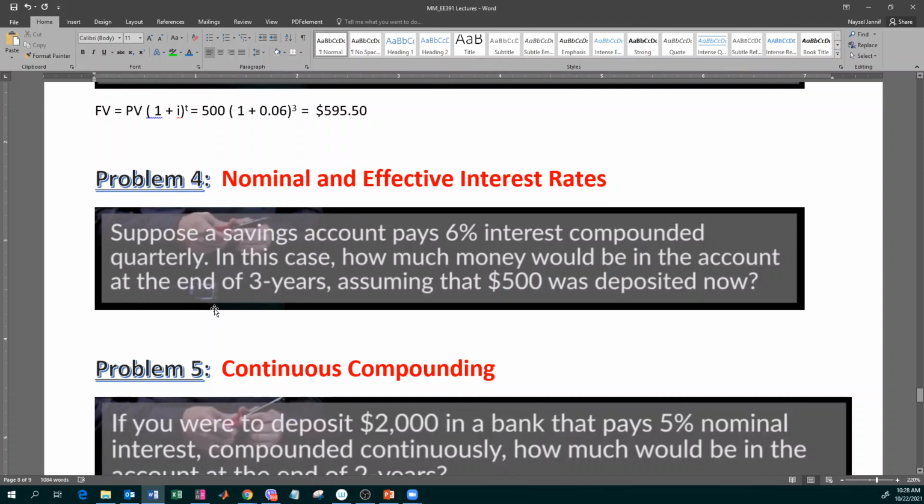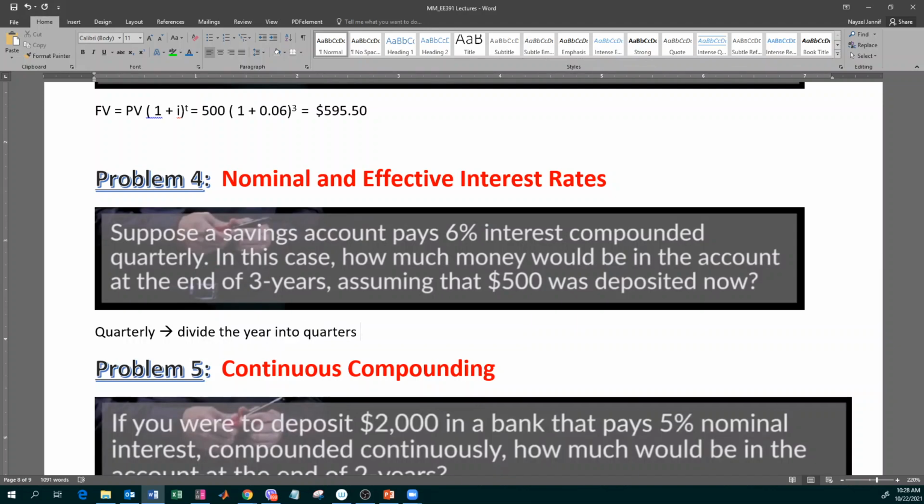Suppose a savings account pays 6% interest quarterly. Look at that, quarterly. That's a new word. What is your understanding of quarterly, guys? What do you understand by the word quarterly? Anyone? Speak up, guys. Yes, it divides the year into quarters.